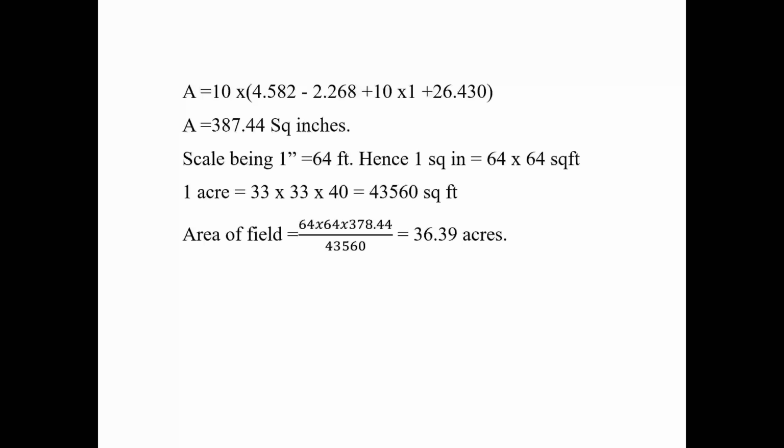Area of the field equals 64 by 64 into 378.44, where 378.44 is the area of the figure, or that particular area of the plan, divided by 1 acre. For 1 acre, there are 43,560 square feet. What is the area of the field? That equals 36.39 acres.